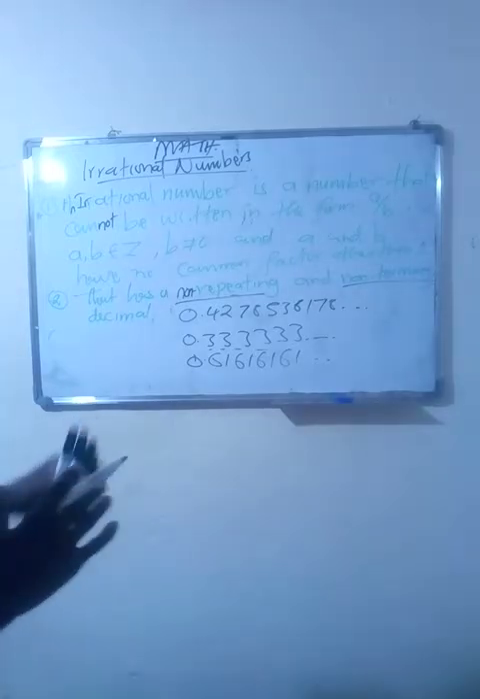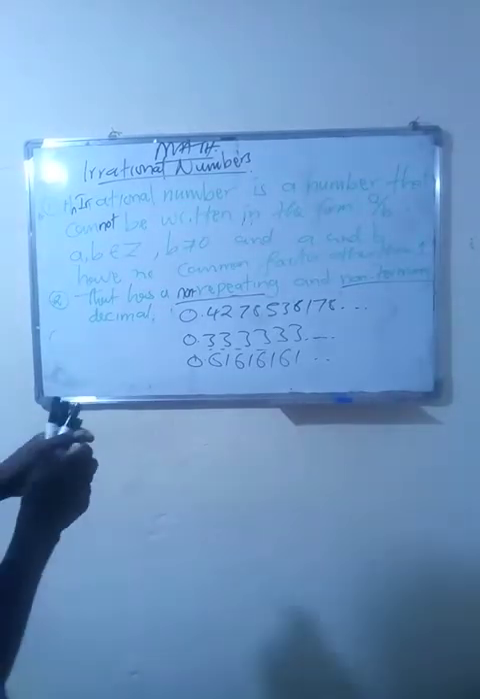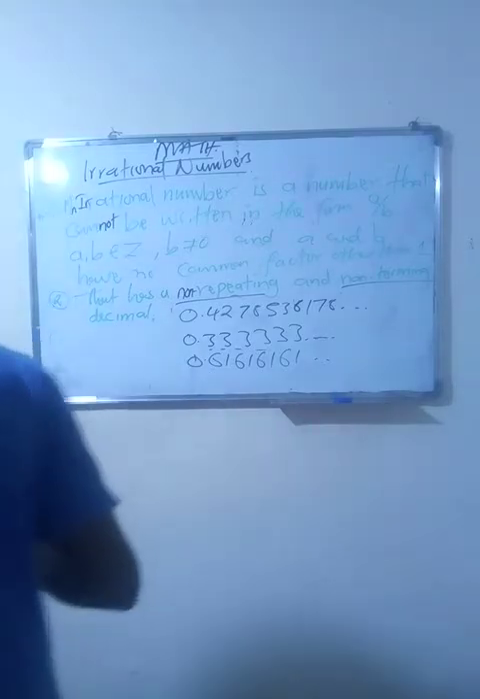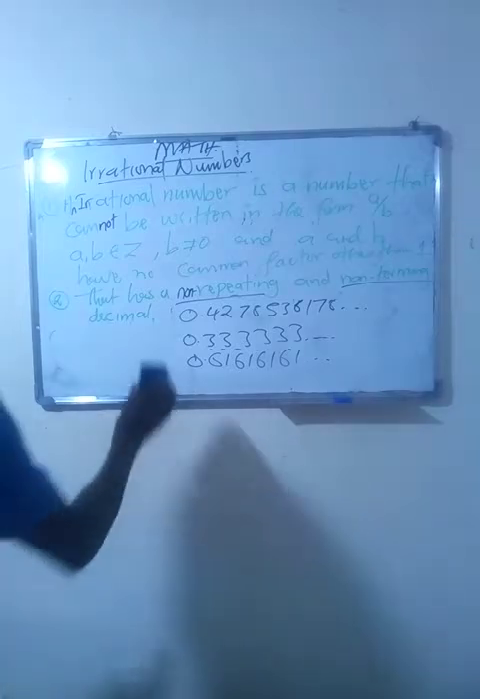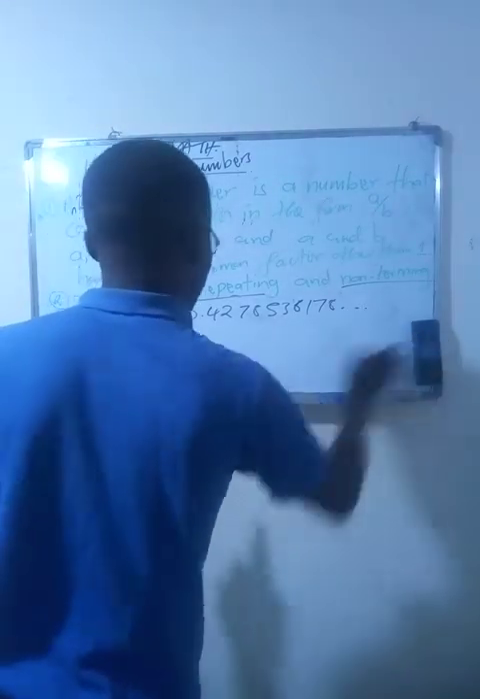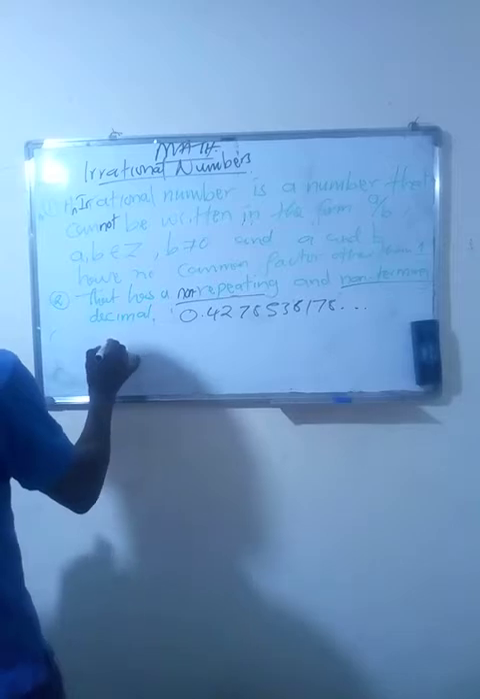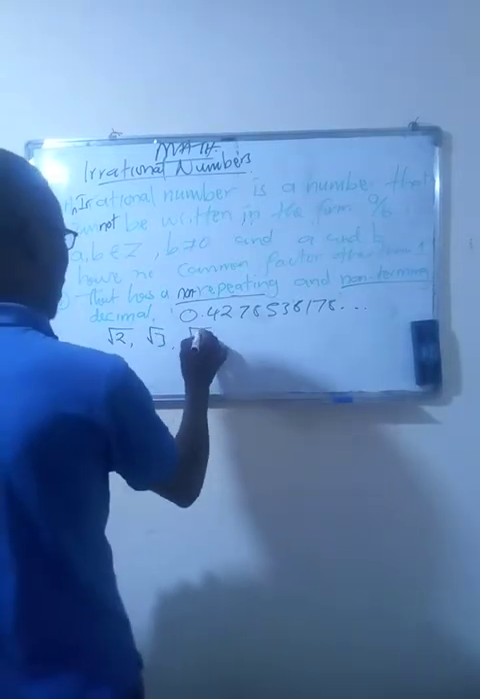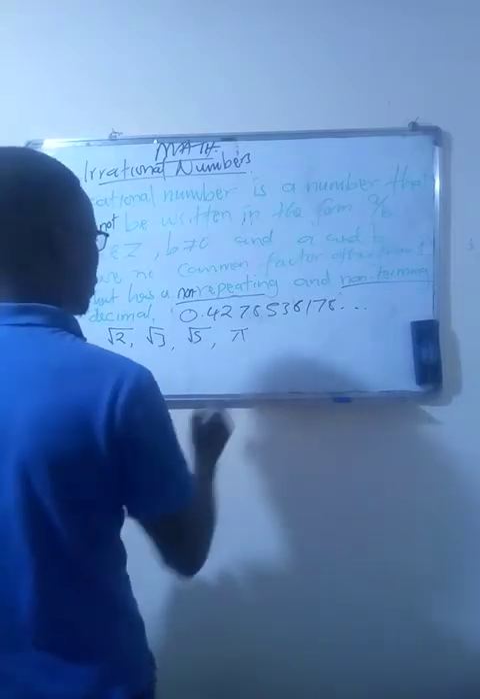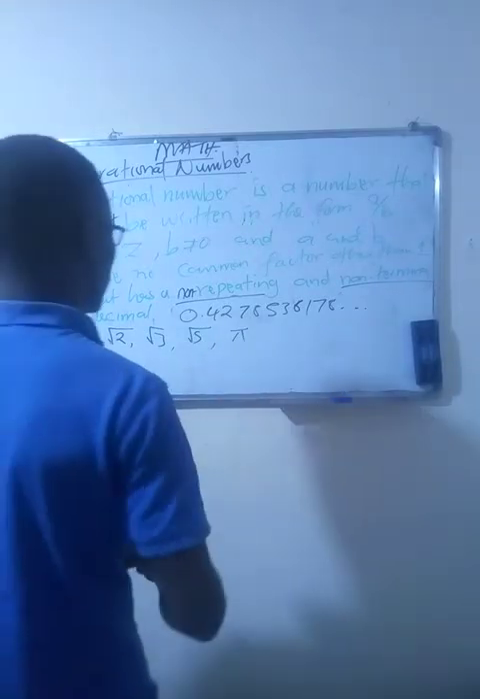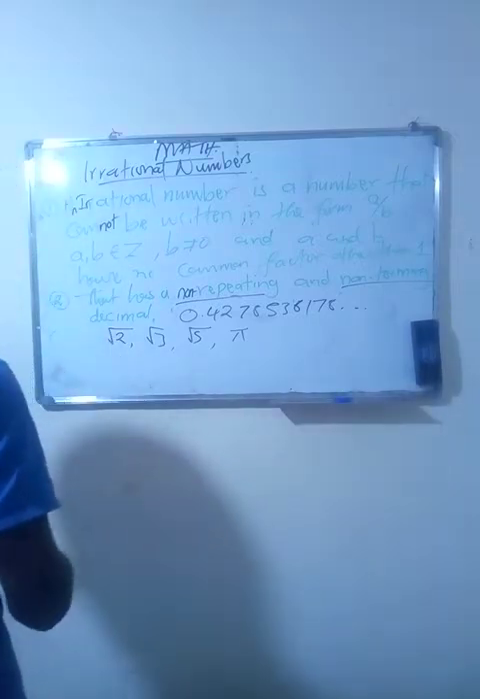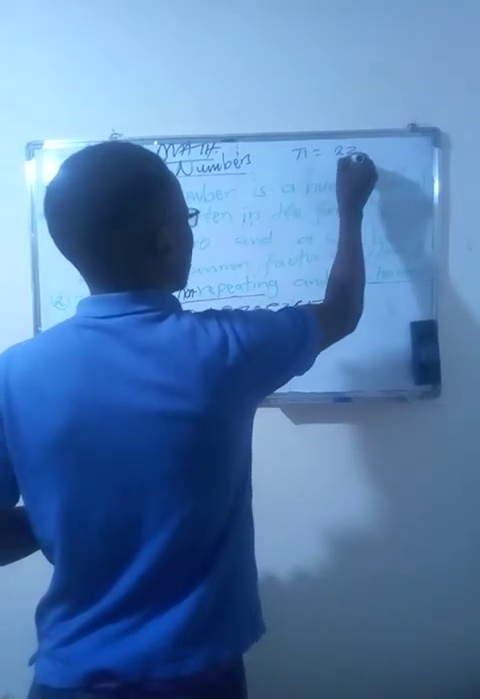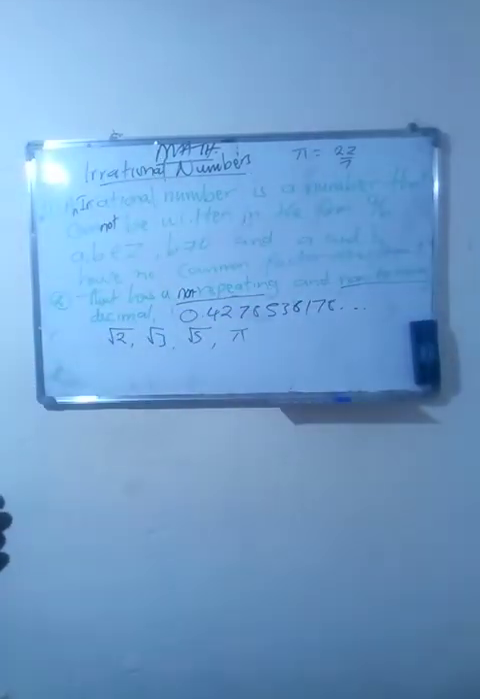Okay, so that's the difference between rational numbers and irrational numbers. Now, other examples of irrational numbers that we can look at are numbers such as root of 2, root of 3, even root of 5, even pi. I know from your grade 8 to 12, you would say that pi is actually equal to 22 over 7, but that's not true. That's a lie.